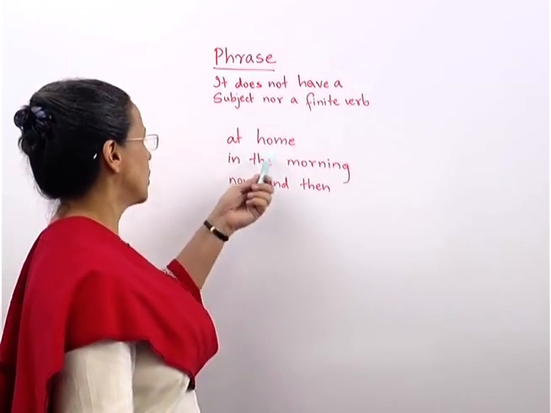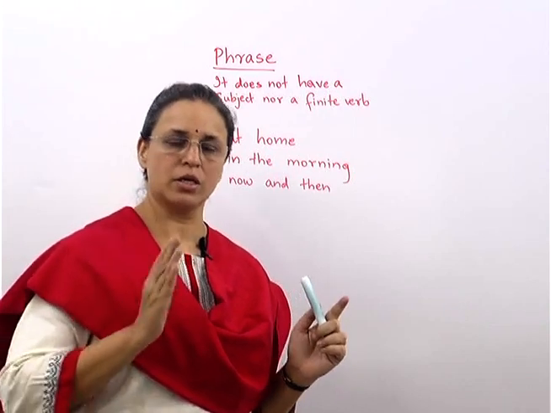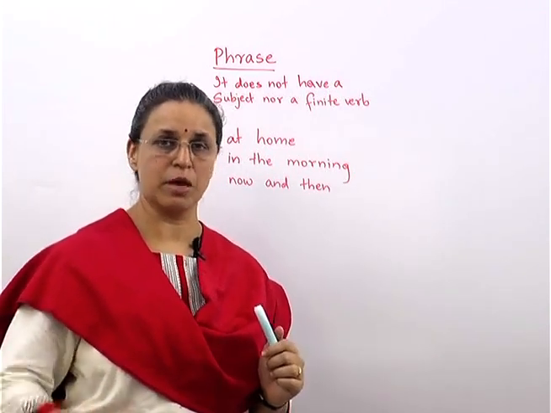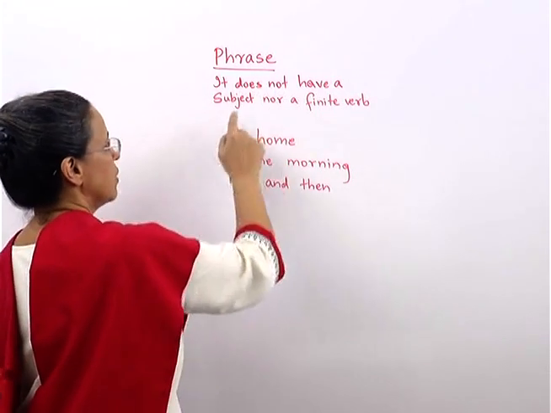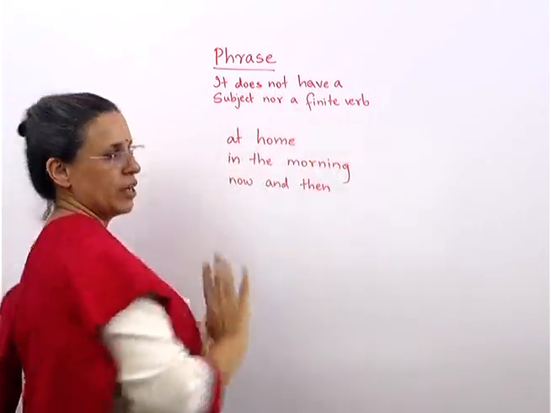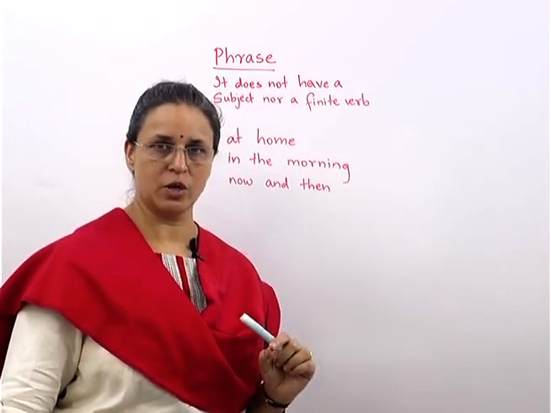So those words are not a proper sentence. It's not a full sentence. My mother is at home will be the full sentence. My mother is the subject, is the verb. But we know that in a phrase there is no subject and no finite verb. That was not given in your book. So have you written it down?